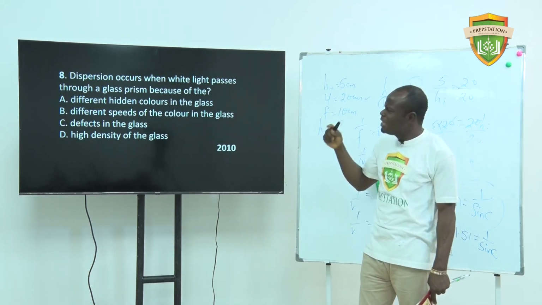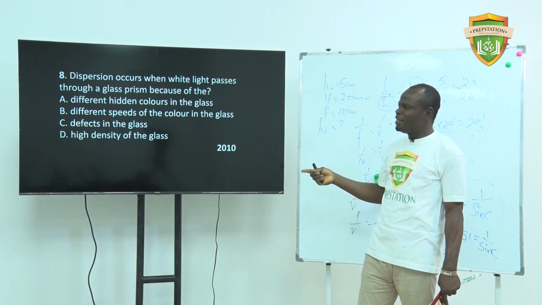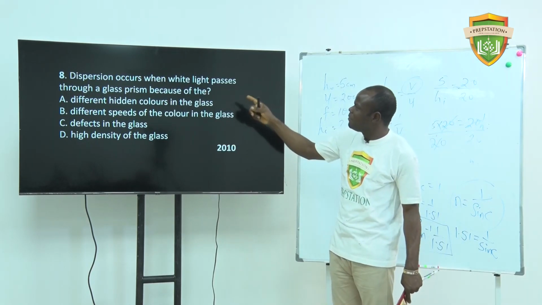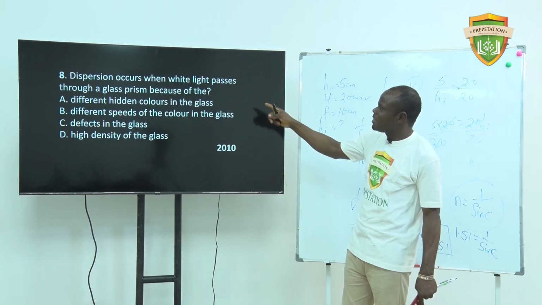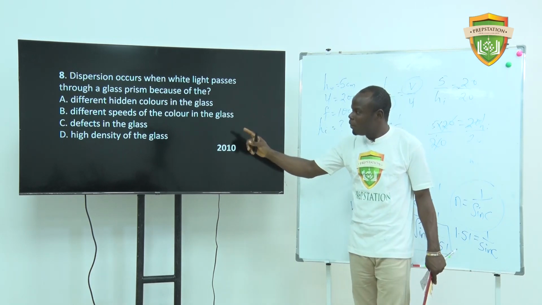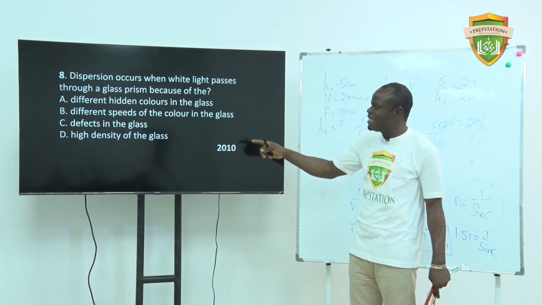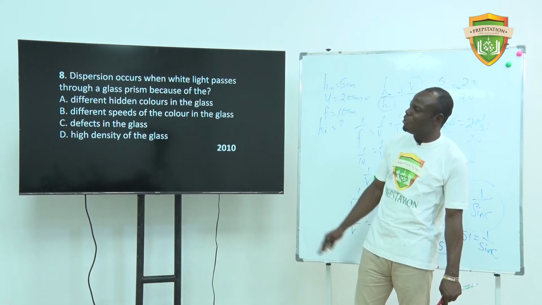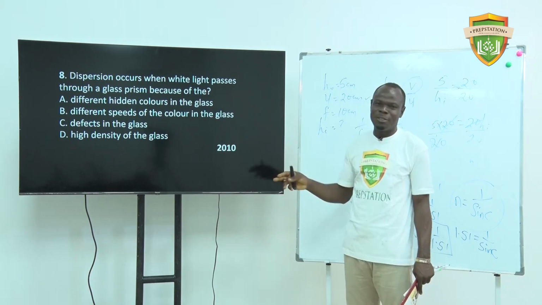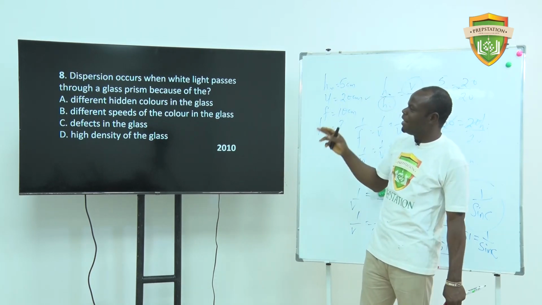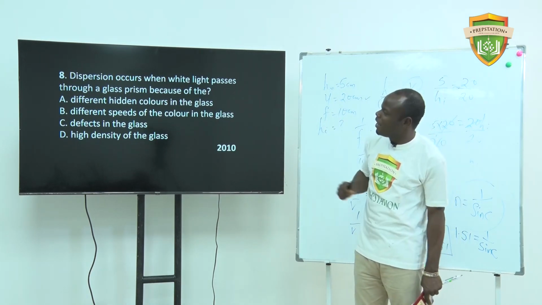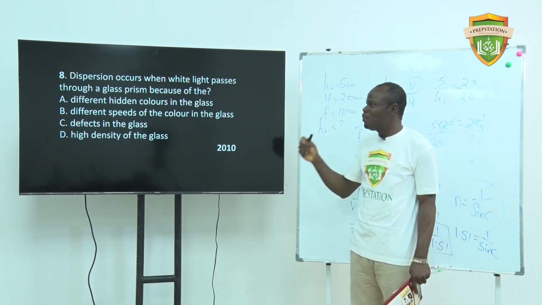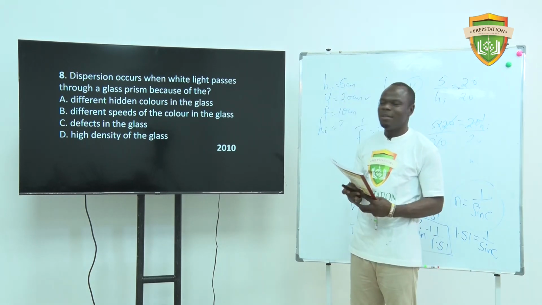C says defects in the glass. Defects in glass do not define the separation of colors. No. Option D, high density of the glass. The density of the glass definitely does not have anything to do with dispersion. And what will definitely give us the right answer here is different speed of the colors in the glass.